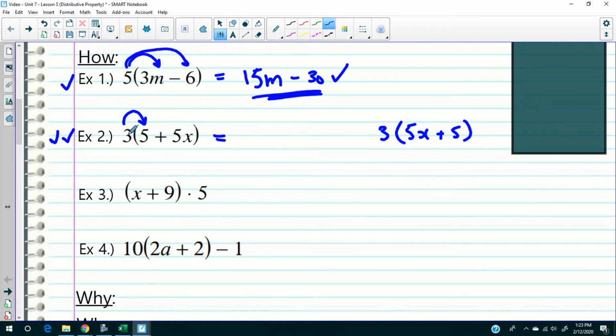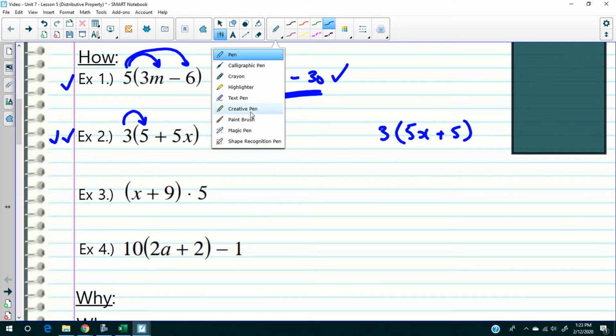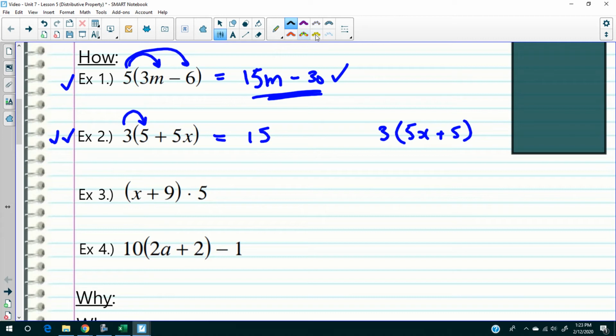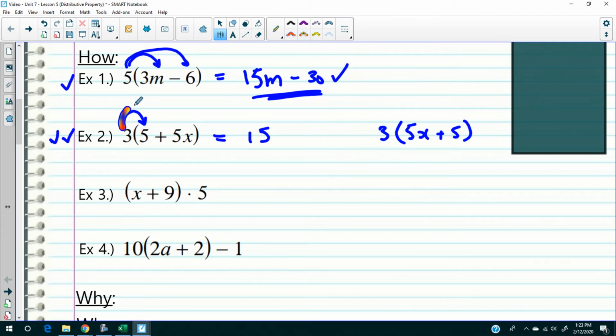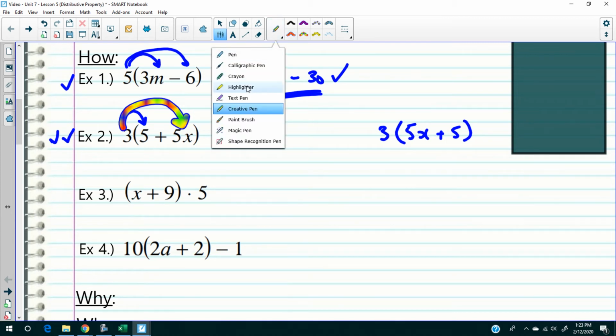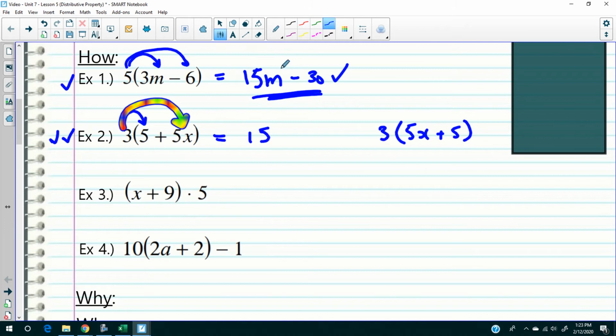Okay, so let's come back here. 3 times 5, that's 15. So you see how we're doing the double rainbow method? You know what? I'm going to do this for you guys. We'll use the rainbow pen, okay? I know this will make you guys very happy. All right, so 3 times 5x. What is that? That's a plus, by the way. So 3 times 5x, 15x. All right. Now, how about this one? How is this one different from the other two?